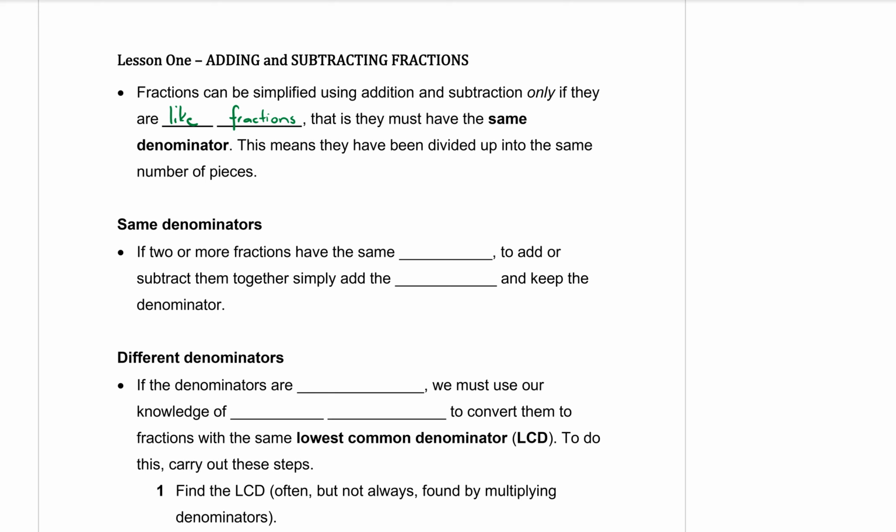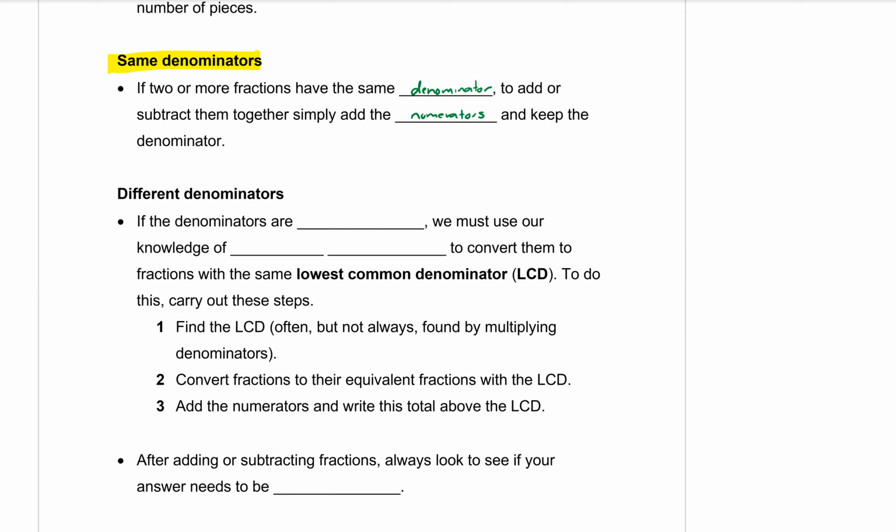So, same denominators. If two or more fractions have the same denominator, to add or subtract those fractions together, all you have to do is add the numerators and keep the denominator the same. That's the easiest type. If the denominators are already the same, all you have to do is add the tops together and the bottom stays.